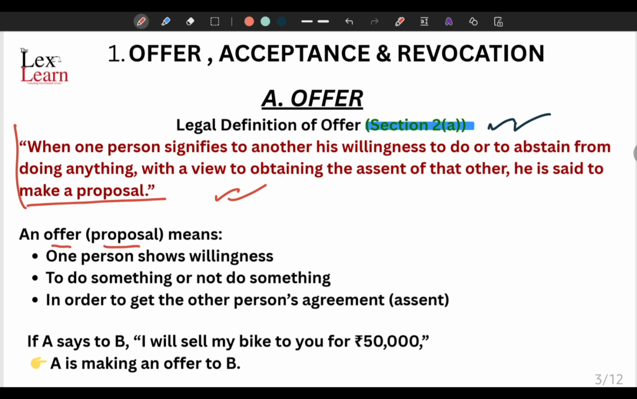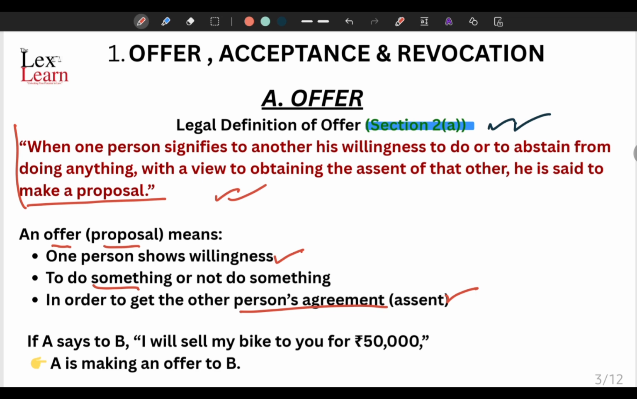So what does an offer or proposal mean? Offer and proposal are similar things. Offer is equal to proposal. In layman's terms, an offer is when one person shows his willingness to do something or not do something in order to get the other person's agreement.